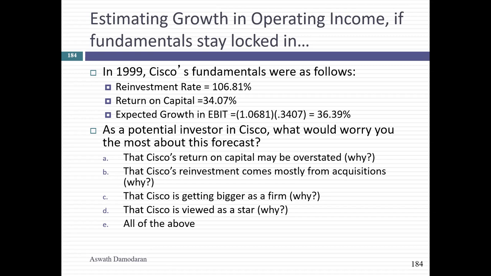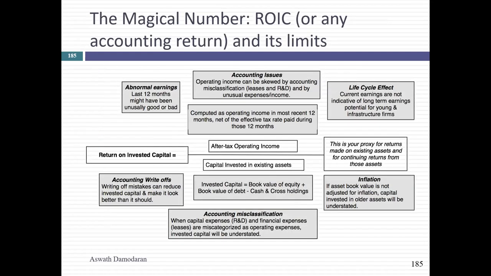And if I'd used the 34% growth rate for Cisco, I'd have found them to be fairly valued in '99. And 3 years later, I'd have looked back and said, what did I get wrong? And what I'd have got wrong is the assumption that the return on capital can stay at historic levels. So here's the bottom line. In each of these approaches in sustainable growth, the key drivers are accounting returns, right?